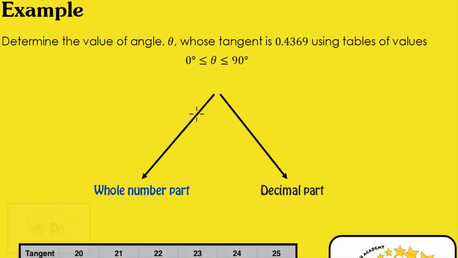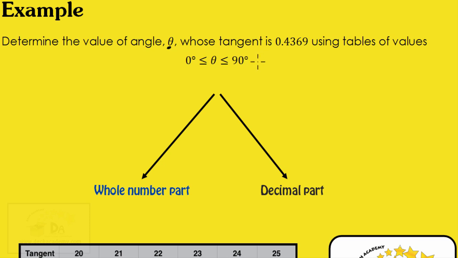Here's another example question. It says, determine the value of an angle theta. That's what the symbol means, the Greek letter theta, whose tangent is 0.4369 using table of values. It also goes on to say that theta is less than or equal to 90 degrees, but 0 degrees is less than or equal to theta. What it says is theta is between 0 and 90 inclusive.